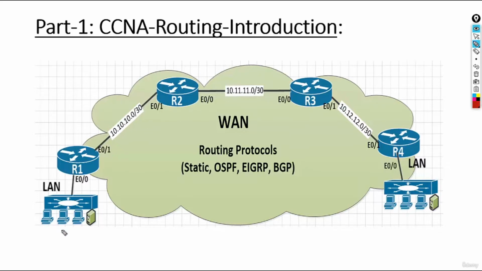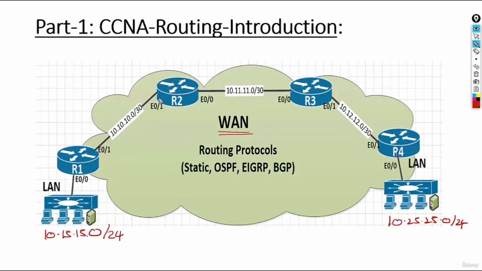segment. And also let's assume this LAN is 10.15.15.0, this local area network. And let's assume this LAN is 10.25.25.0/24 network. Okay, so the subnet mask is /24. So if you want to make two LANs talk to each other, what they do is WAN. WAN stands for wide area networking and LAN stands for local area networking.